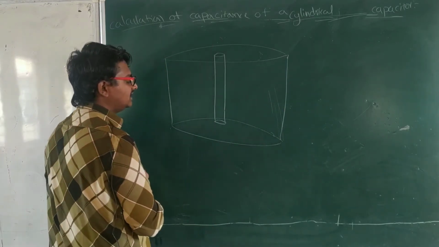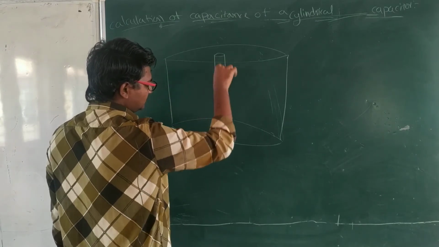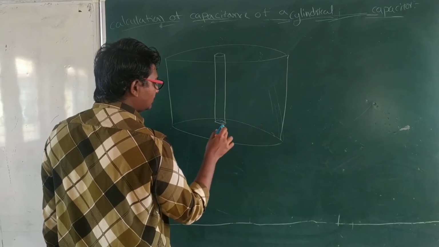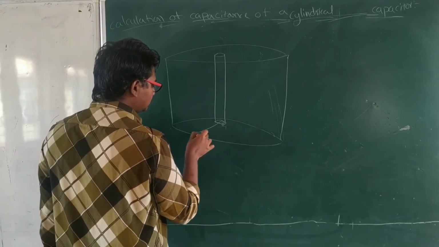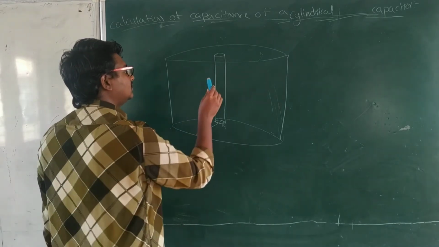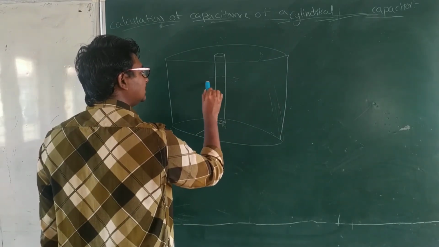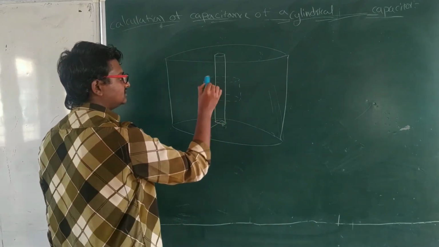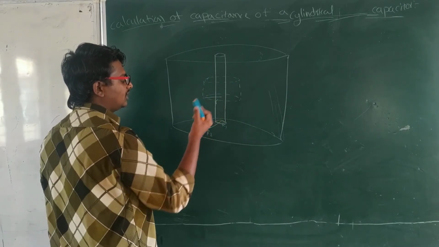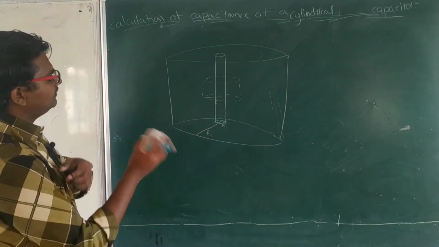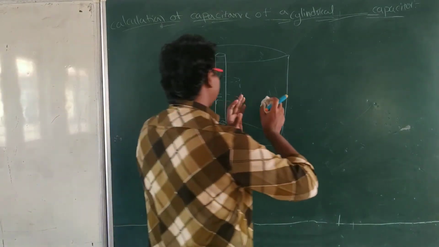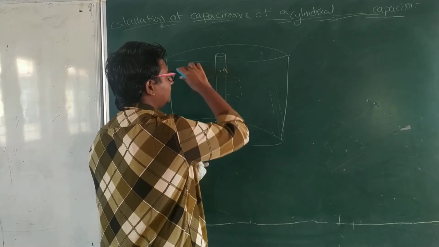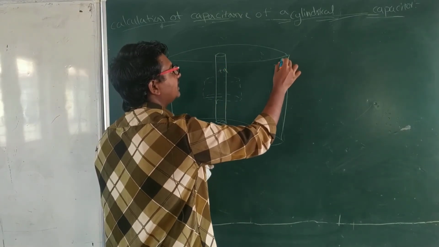We have considered a cylindrical surface. Inside it, another small cylindrical surface, whose radii we can take as R1, and from here to here let's take R2. In this present situation also we will consider a Gaussian cylindrical surface whose radius is small r. Same as before, first we need to find the flux passing through this. Now the inner cylinder is charged with plus q, and the outer cylinder is charged with minus q.